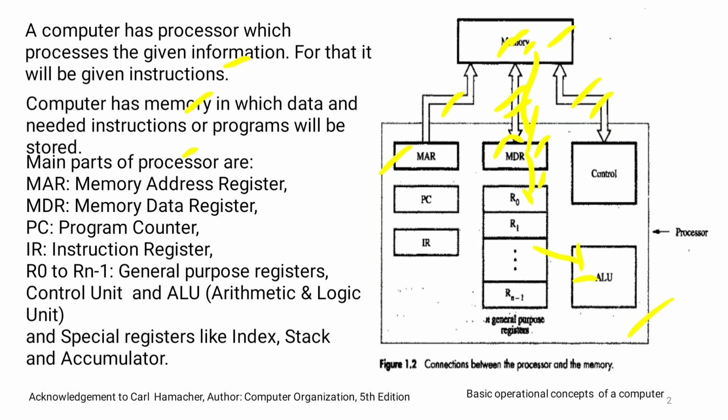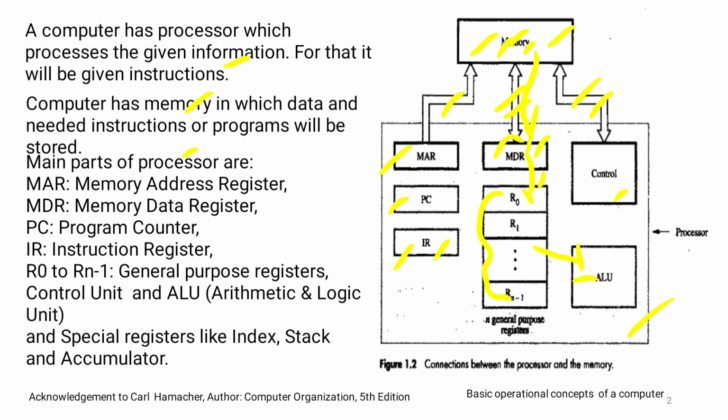Okay. So this is PC, program counter. It always stores the address of the next instruction whenever the processor is executing a program. IR, this is the instruction register. Whenever a word is fetched from memory, if it is an instruction, it will be loaded into IR. These are a set of general purpose registers R0 to Rn-1. They are used for temporary storage of data during execution of a program.